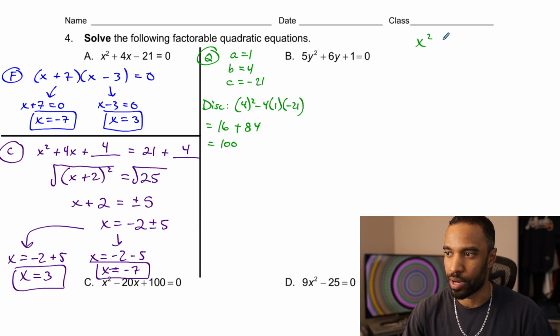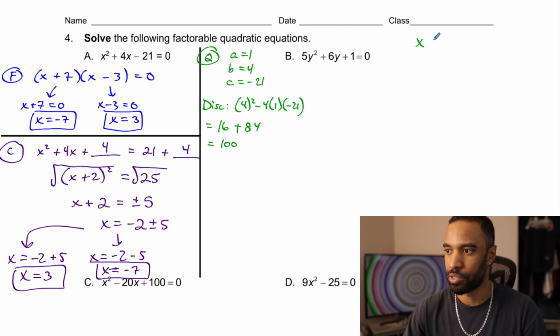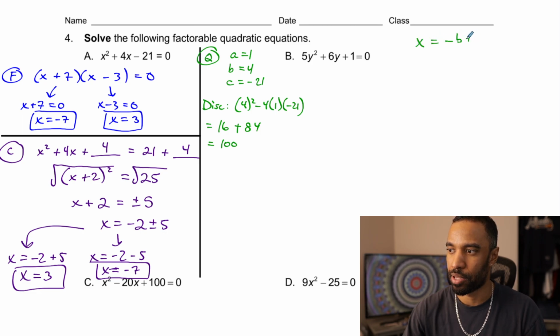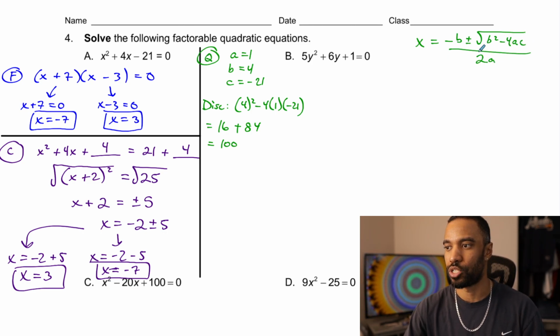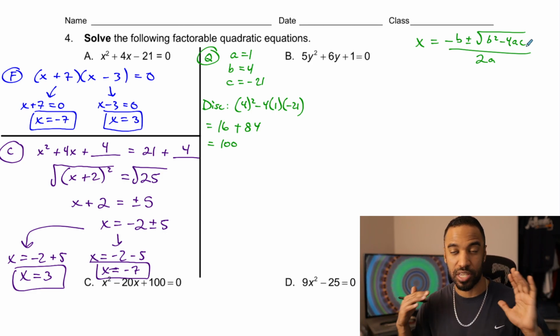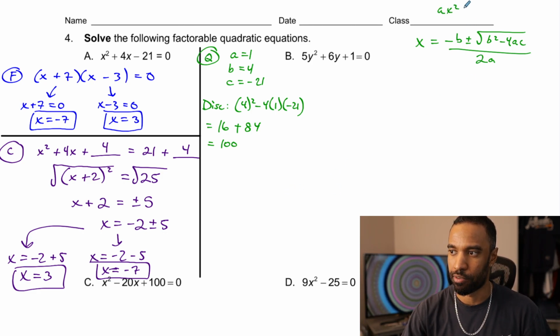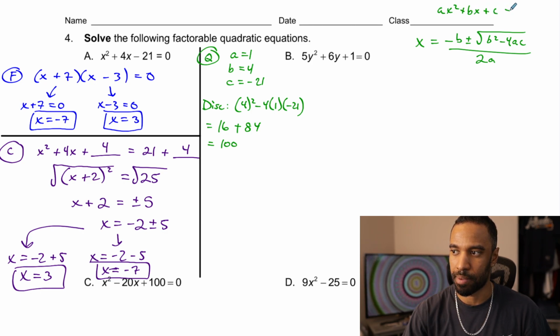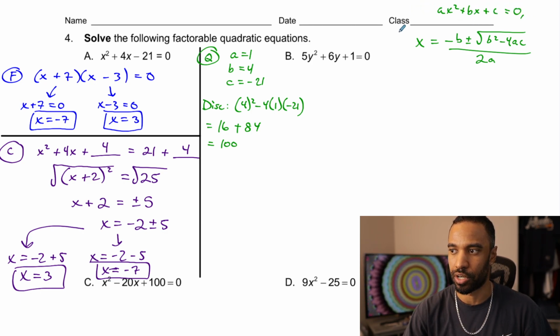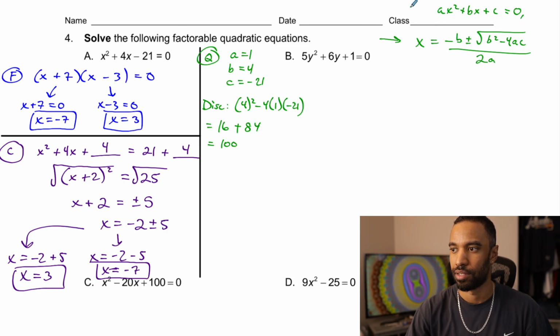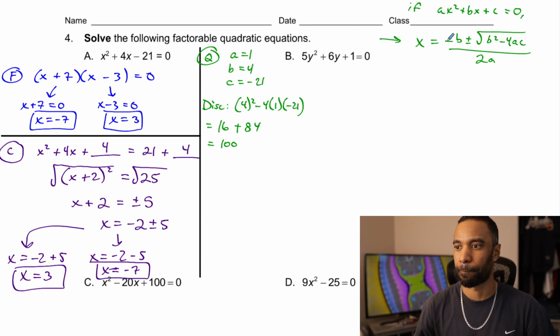Let me write it out because I haven't written it yet. X equals negative b plus or minus the square root of b squared minus 4ac all over 2a. This is true in a quadratic equation, the standard form that's set equal to 0, ax squared plus bx plus c equals 0, provided that you have this condition already met. That's why I keep saying if it's set equal to 0. If this, then that.